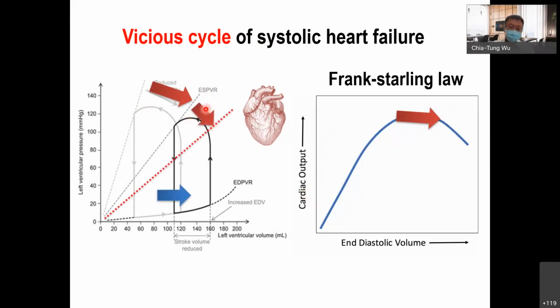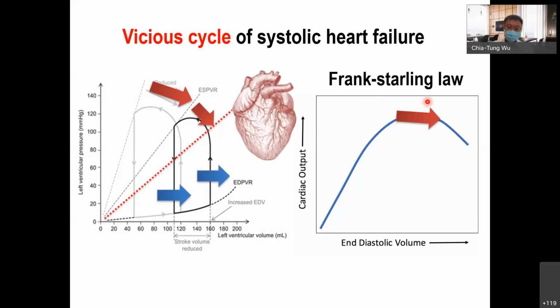But as time goes by, your ESPVR decreases gradually to this point, and your heart dilates more. And the Frank-Starling law starts getting downhill. So your cardiac output will decrease. So people will die of heart failure when heart failure gets worse. So this is actually a vicious cycle.